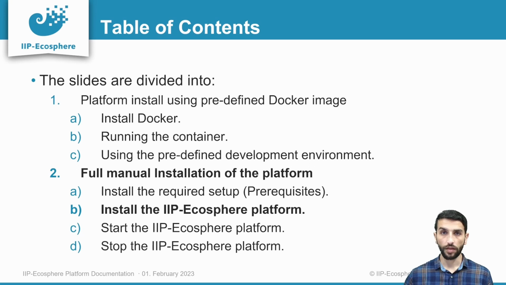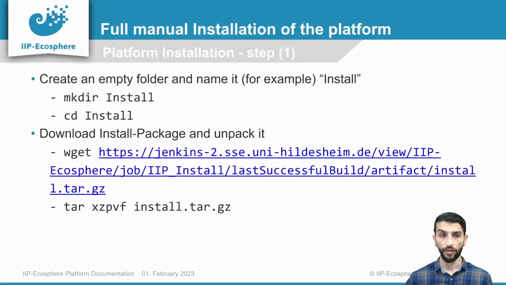Next, let's see how to install the IIP-Ecosphere platform to test the developed application. Create an empty folder and name it, for example, install, using the command mkdir install. Then go inside the folder using the command cd install. Download the install package tar file using the command wget shown on the slide. Next, extract the tar file using the tar command shown on the slide.